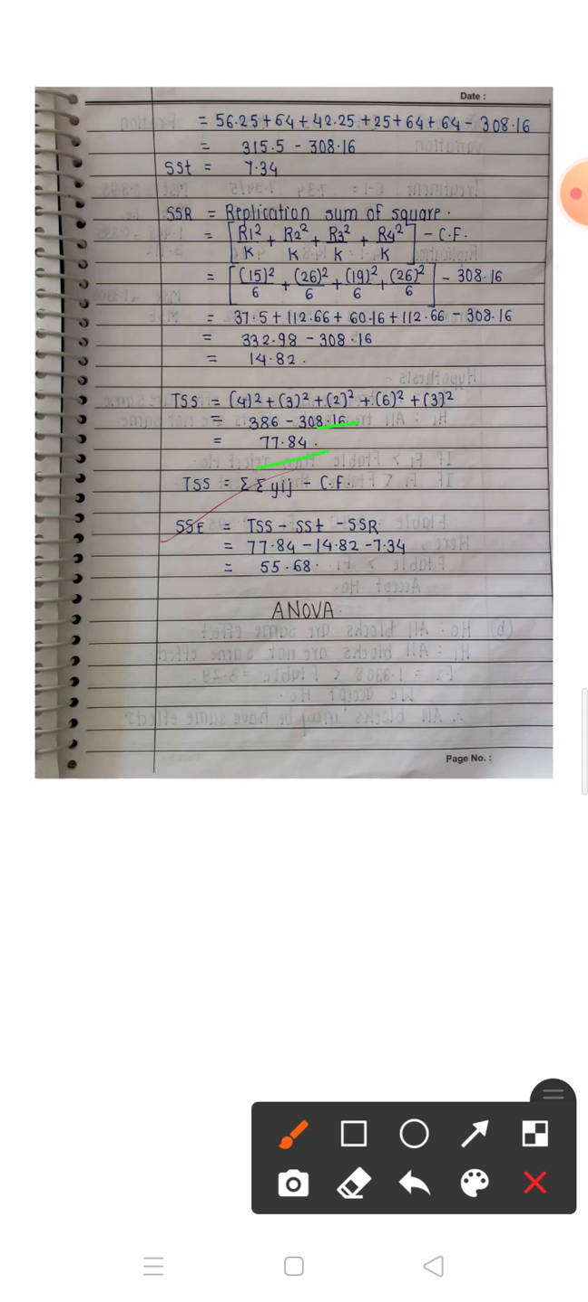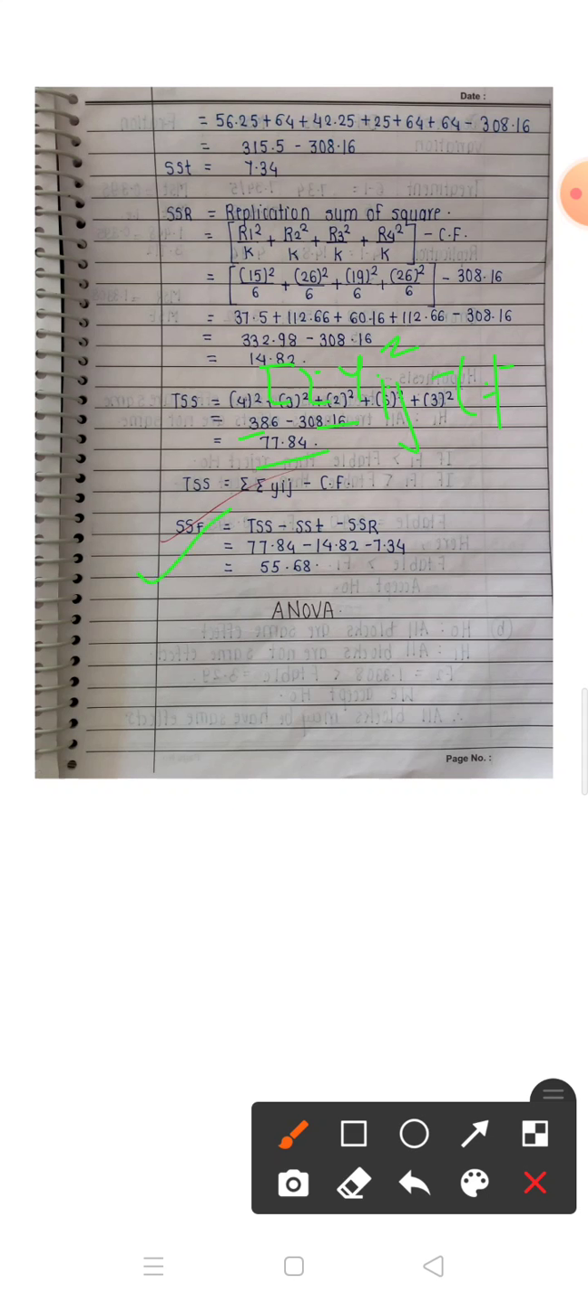So TSS value is 77.84. The formula is double summation Yij square minus CF. Double summation Yij square value is 386 minus the correction factor, which is 308.16. So the last is SSE, that is, error sum of square.